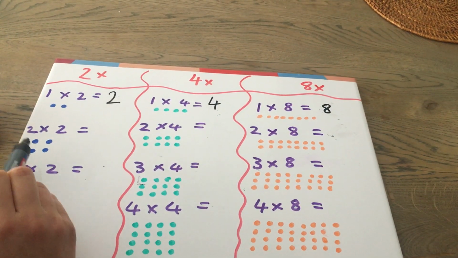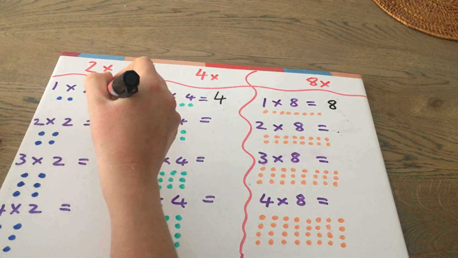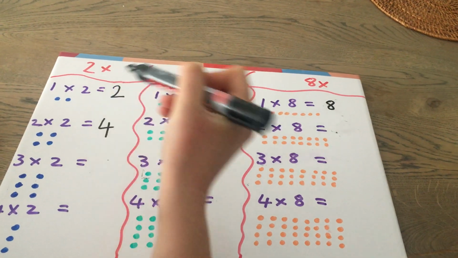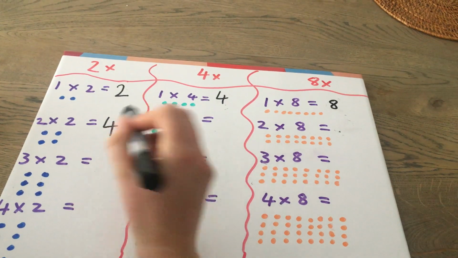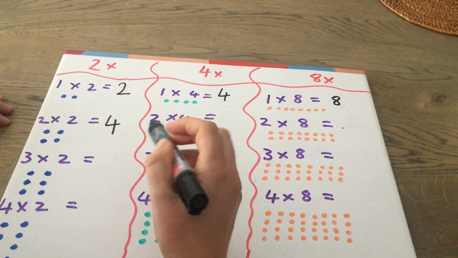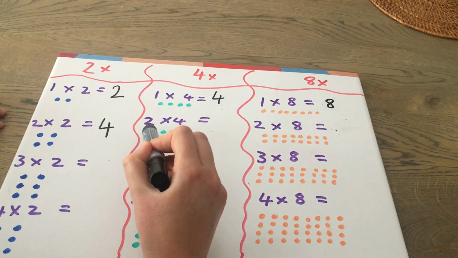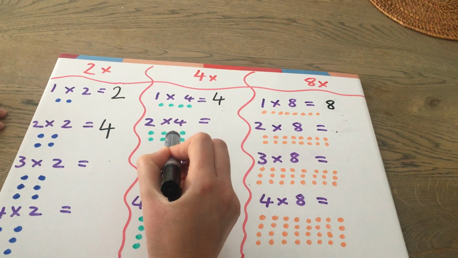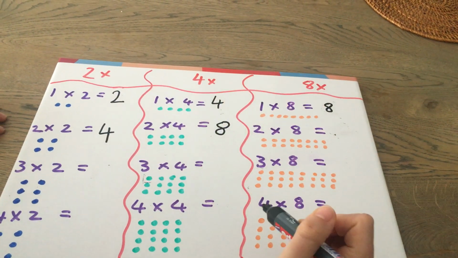So let's have a look. 2 times 2, you can see here I've drawn the array. 2 groups of 2, we know, is 4. Now, in order to work out 2 times 4, we can use our number facts, double 4. We know is 8, but we can check using our array. So we've got 2 rows of 4 here. Let's count them. 1, 2, 3, 4, 5, 6, 7, 8. 2 times 4 is 8.